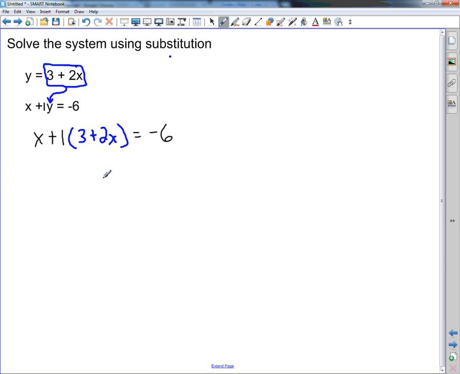Now notice all we have left is x variables. So we can solve this equation. Distribute the 1 in. It's not going to do anything, but if you had a number there other than 1, it would. So we have x plus 3 plus 2x equals -6. Combine like terms. So I have a 1x and a 2x. Those combine to give me 3x plus 3 equals -6.